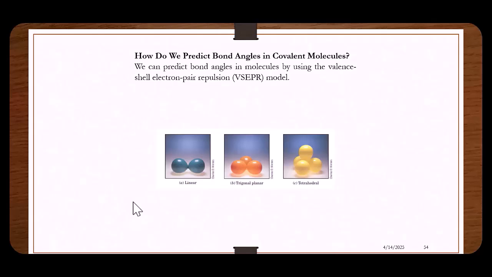So now the question becomes, how do we predict the bond angles in covalent molecules? We can predict bond angles in molecules by using the valence shell electron pair repulsion model. Before we get into that, let's take a look at the structure of an atom. An atom has a center nucleus, which has a positive proton and a neutrally charged neutron that's in the center. And on the outside of the atom, we have the electrons, which are negatively charged.